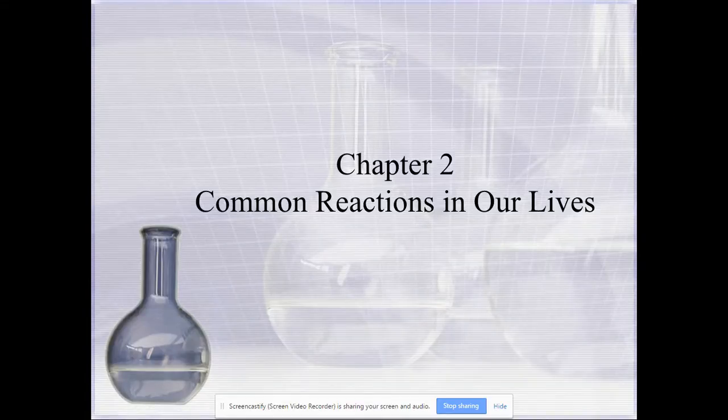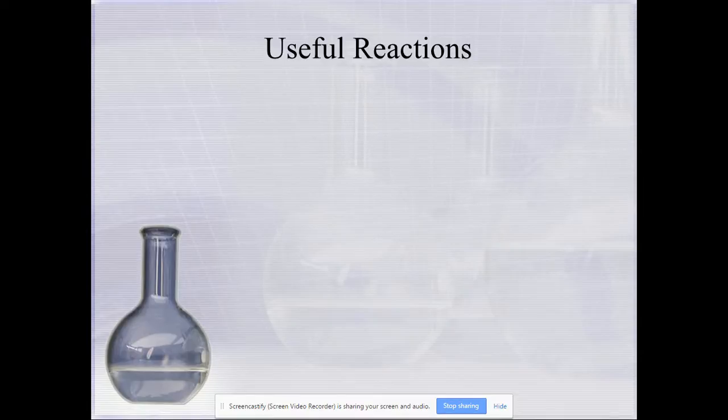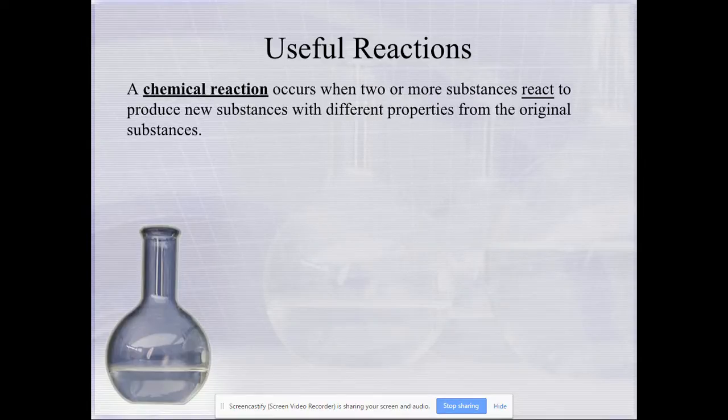This lesson we are going to start out by talking about some of the common reactions in our lives, specifically talking about useful reactions first. However, before we start talking about any useful reactions within our lives, we need to know what a chemical reaction is. A chemical reaction occurs when two or more substances react to produce new substances with different properties from the original substance. Now it's kind of a word jumble, a lot of words there.